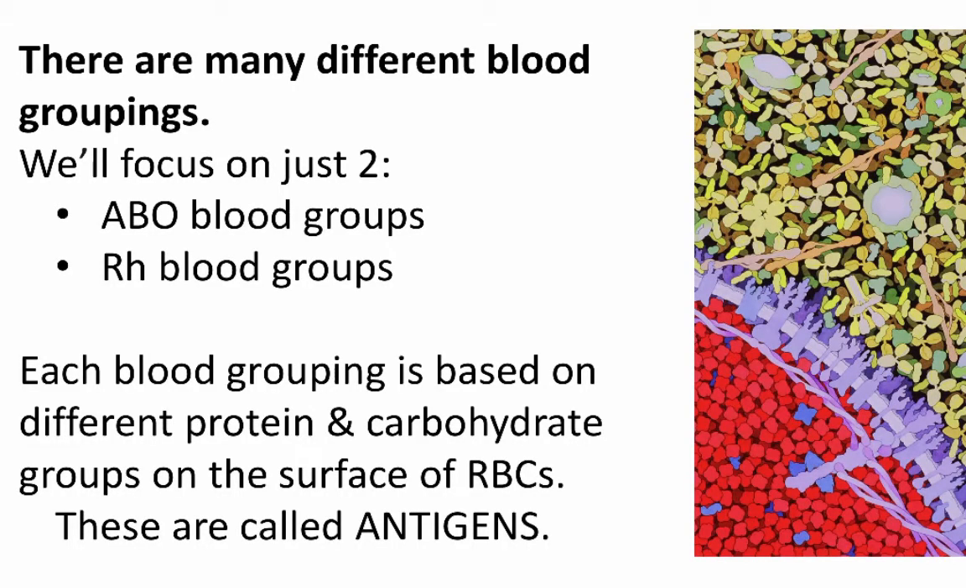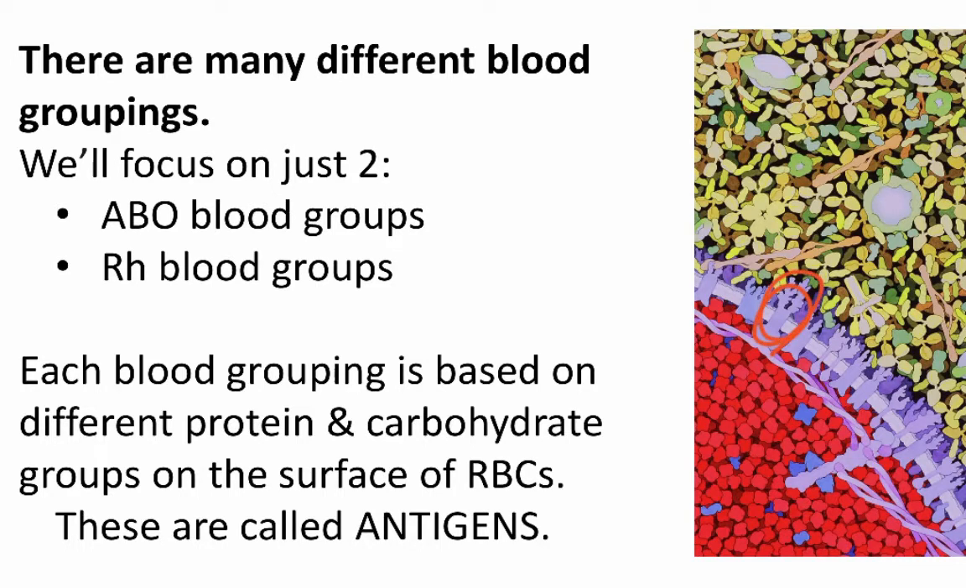So there are about 35 different blood groupings, in addition to the ABO and RH blood groups that most of us are familiar with. But the frequency in the human population is so low that we don't routinely type blood for those. Each blood grouping is based on different cell surface molecules.